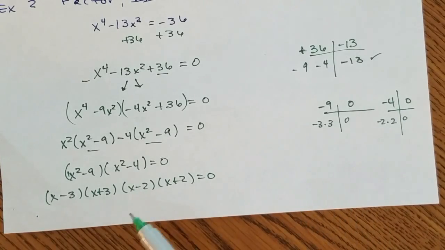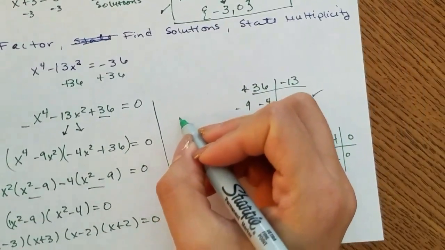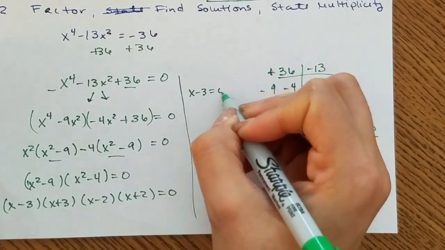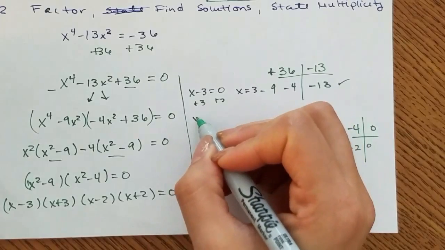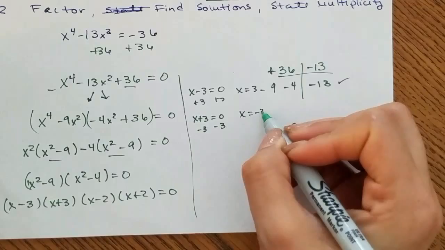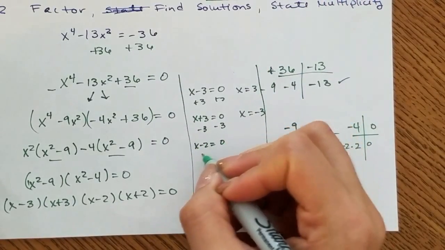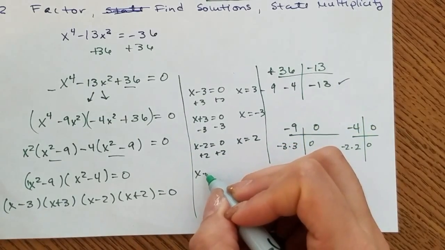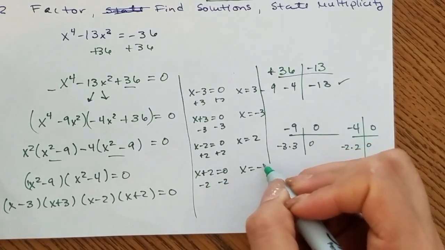And now we can solve each of them by setting each one equal to 0. I'll do that over here. So we have x minus 3 is equal to 0, add 3 to each side, x is equal to positive 3. x plus 3 is equal to 0, minus 3 on each side, x is equal to negative 3. x minus 2 equals 0, add 2 to each side, x equal to 2. x plus 2 equals 0, minus 2 on each side, x is equal to negative 2.